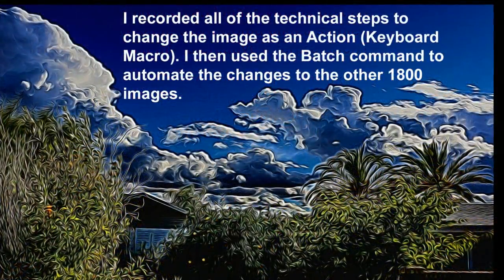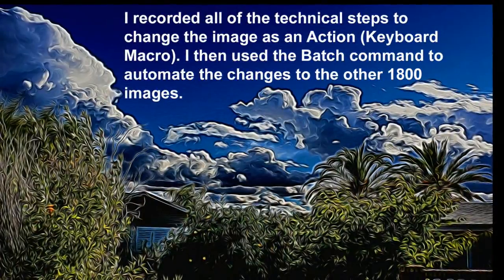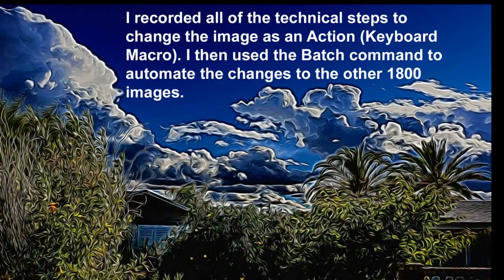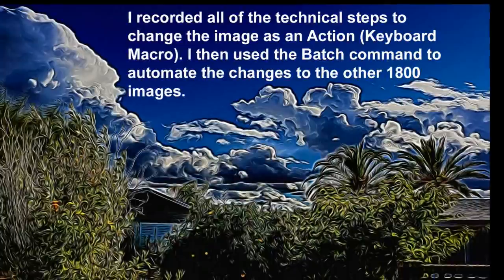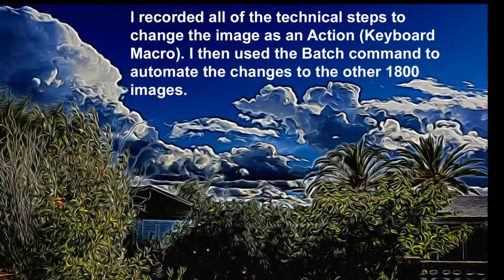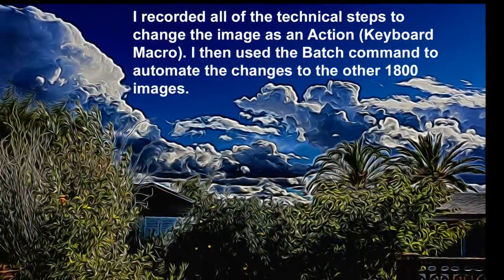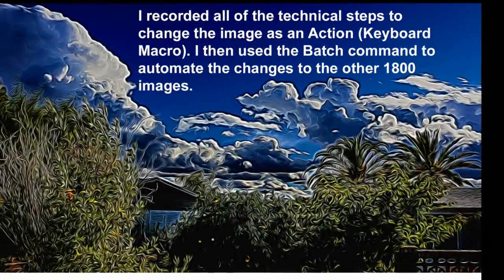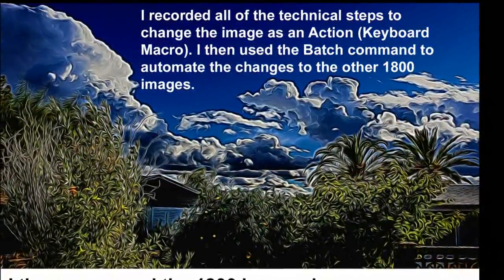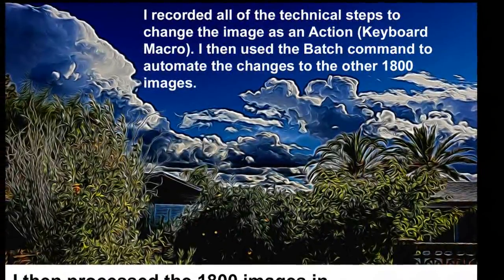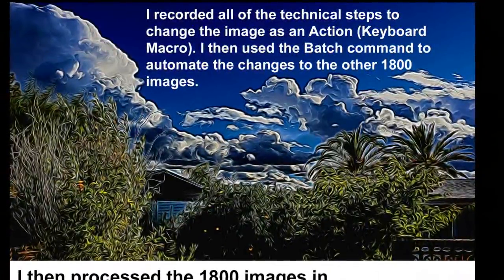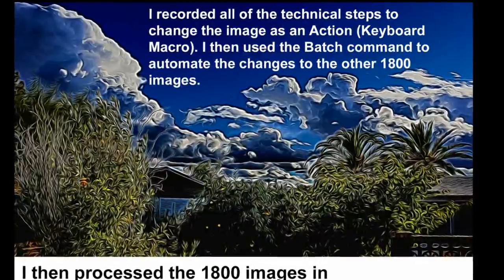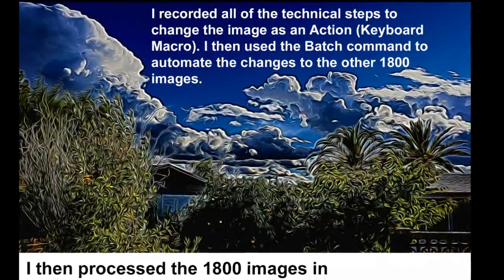We opened the first image and using the Record Action or Macro option in Photoshop, we created a new action of the edit process from start to finish, including the Save As a JPEG step. We then stopped recording and reopened Photoshop with the Batch command active and the new action active pointing to the 1,800 images in the folder.